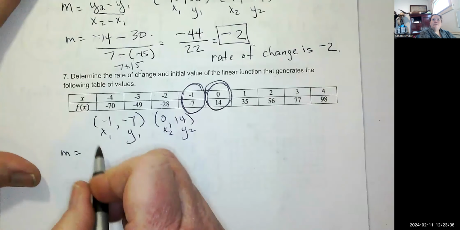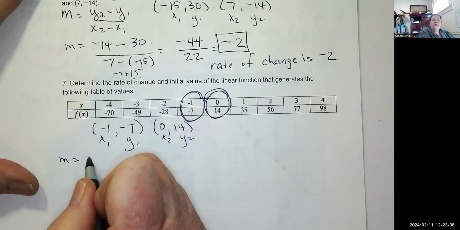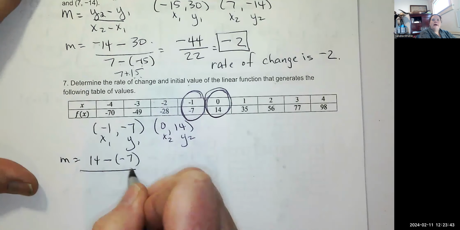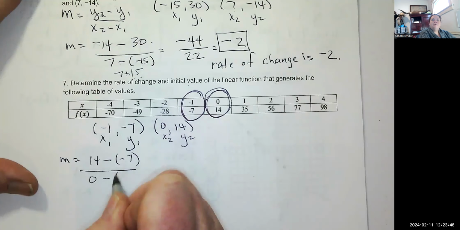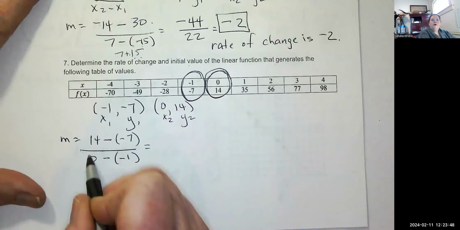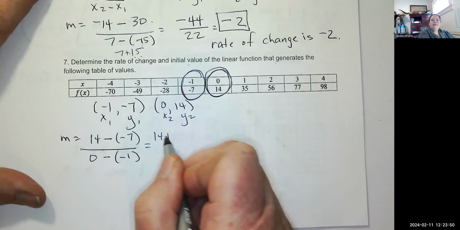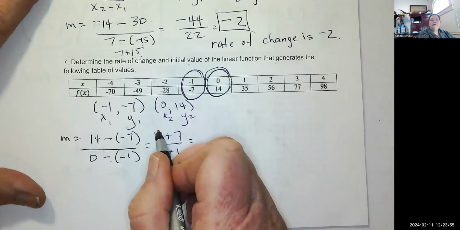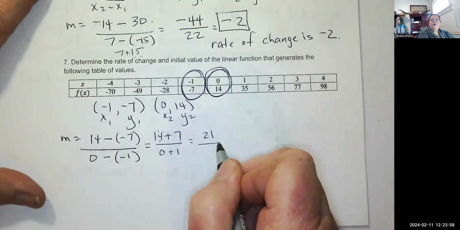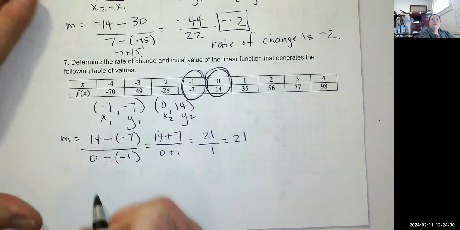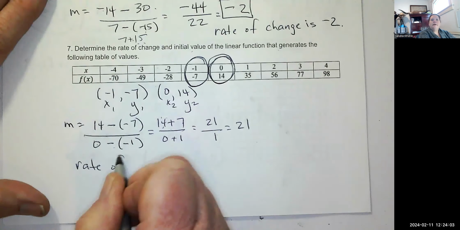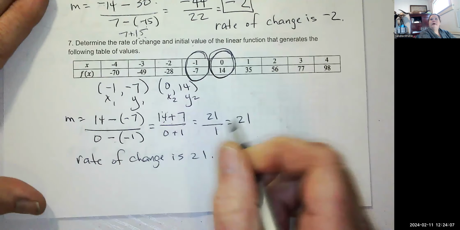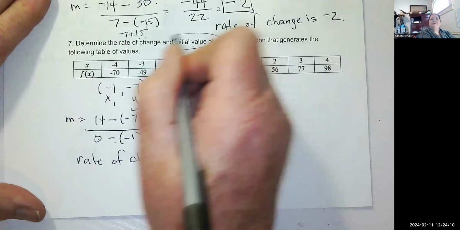Rate of change is Y2, which I have up here, 14 minus -7, because Y1, over X2 minus X1. All right, so this is 14 plus 7 over 0 plus 1, 7, 8, 9, 10, 11. So that's 21 over 1, which is 21. So the rate of change is 21. And the other question it asked me is the initial value.